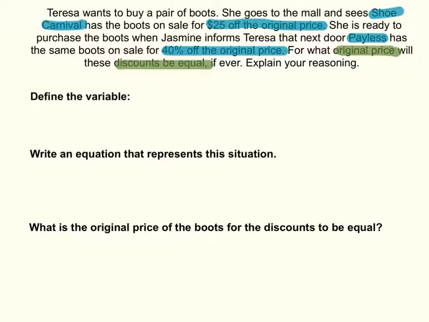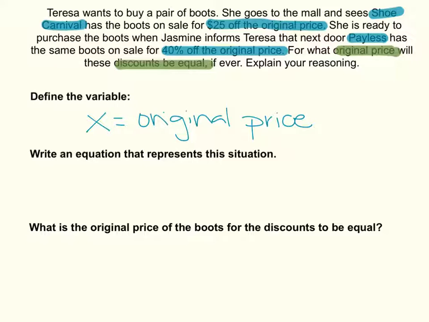All right, so now that I know that I have to find the original price for the discounts to be equal, my next step is going to be figuring out what will be my variable. Well, I know that what I'm trying to find is the original price. Okay, so x here is going to be the original price. And my goal here is just to find what is the original price of the boots so that Teresa can pay the same amount no matter which store she chooses.